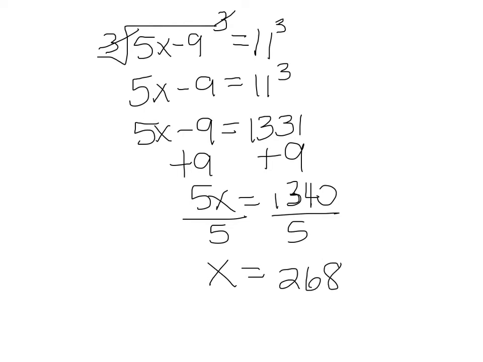And we can plug it back in to see if it works. So if I take 5 times 268 minus 9, I get 1331. Take the cubed root of 1331, and I get 11. So I did it right. All right, and let's do one more. Let's do a square root one.